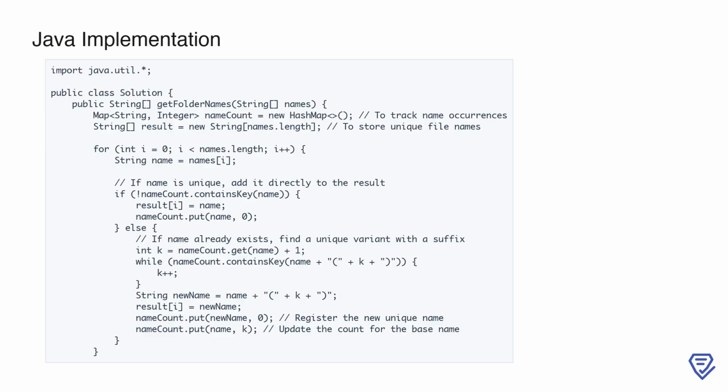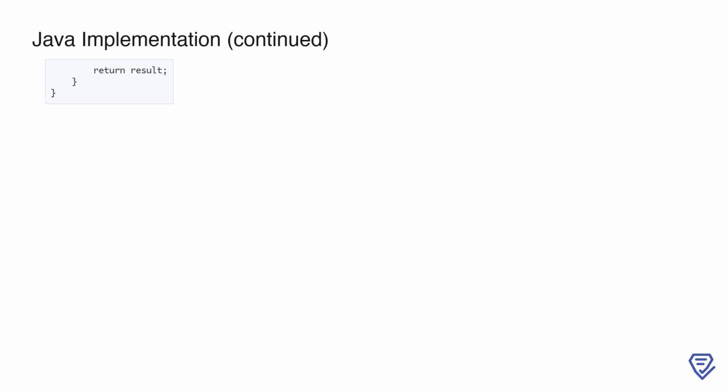Once we determine this unique variant, we add it to the result array and also update the map to reflect its usage. Finally, after processing all the names in the input array, we return the result array containing the unique file names. This ensures that every name in the output is distinct, even if the input had duplicates. The use of a hash map allows us to efficiently check for existing names and manage the counts for each base name and its variants. With this, we've successfully implemented the solution to make file names unique in Java.